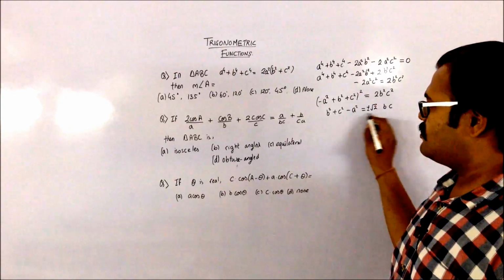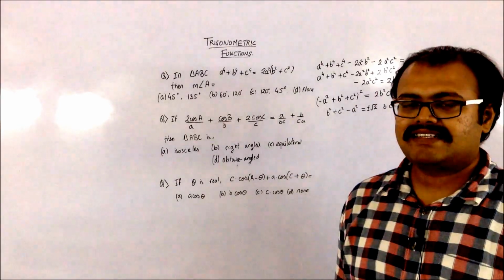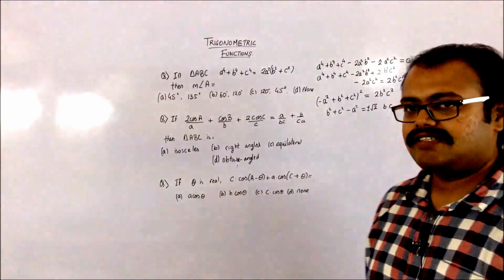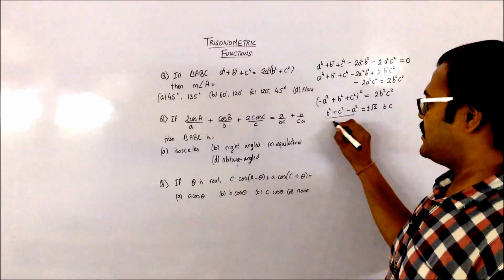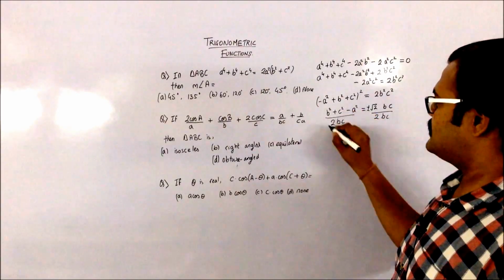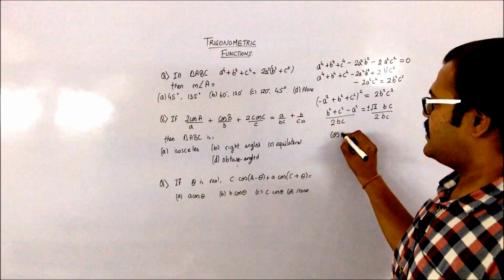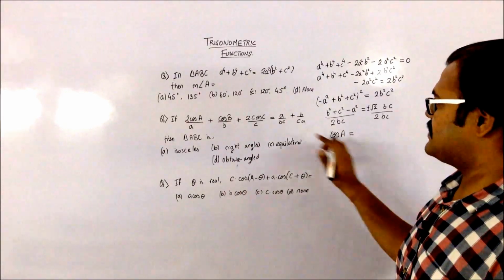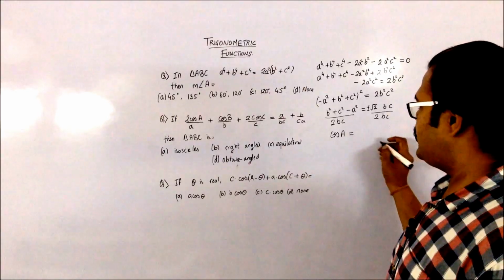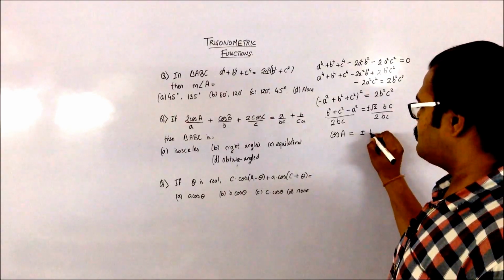So after taking square root on both sides, I will be getting this as plus and minus. And now I can observe that this particular formula is like part of my cos formula, that is my cos rule. So what I have to do is basically divide by 2BC on both sides. So I'll be getting this part as my cos of A, because I need to find what is the angle A. So my cos A will be equal to plus and minus 1 by root 2.